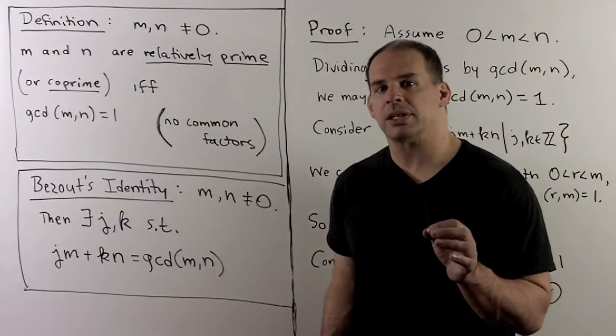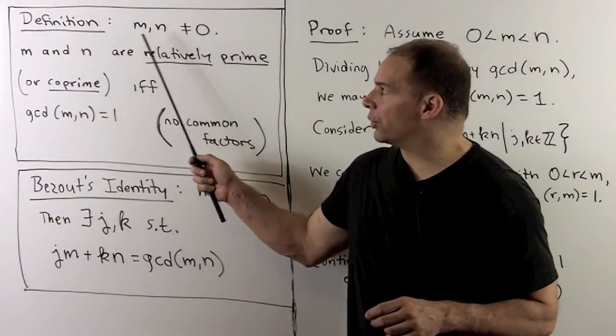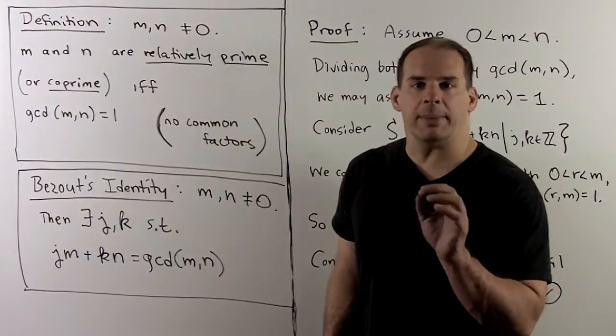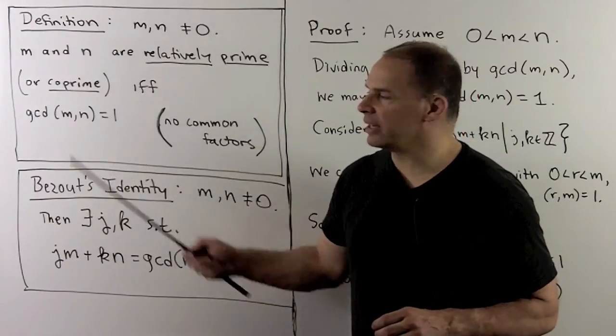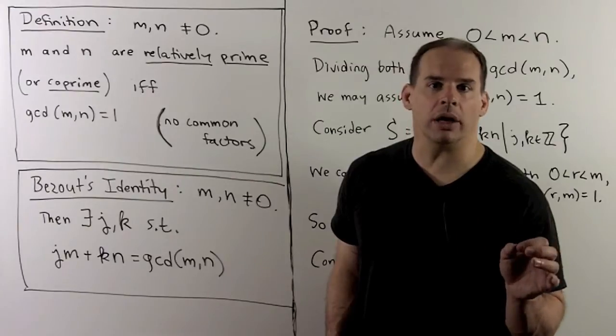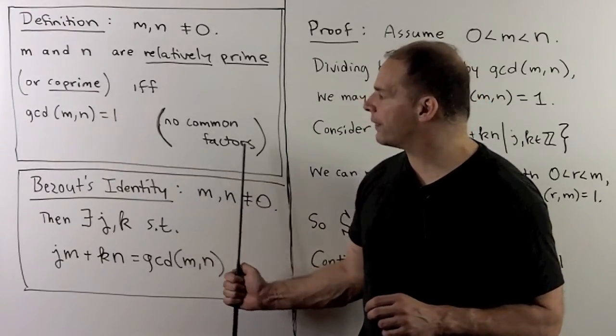As a special case, we have the following definition. For non-zero integers m and n, m and n are relatively prime or coprime if and only if the greatest common divisor of m and n is equal to 1. So that means m and n have no common divisors or factors.